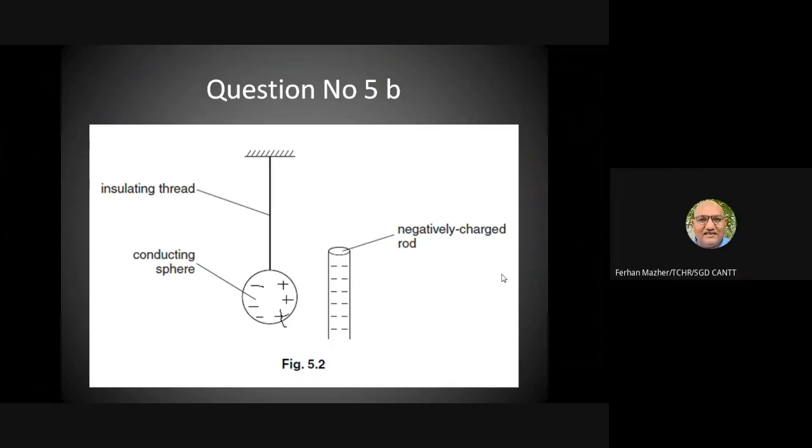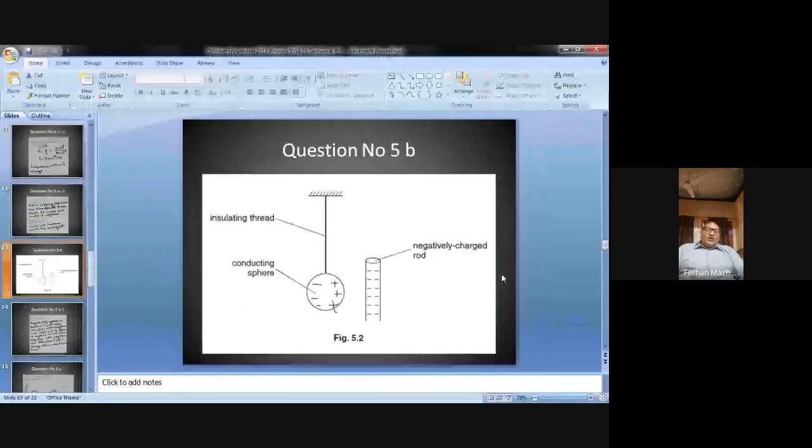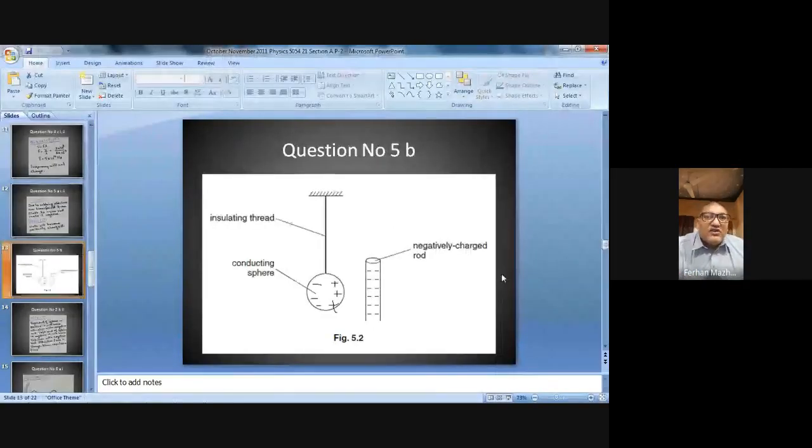If, for example, I have shown three positives on the right side, then on the left side you will show three negatives. For example, if you show four positives on the right side, then you will also show four negatives on the left side of the metal sphere. So it's a two-mark diagram where you have to show the charge on the metal sphere.